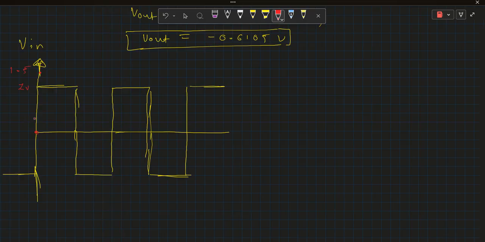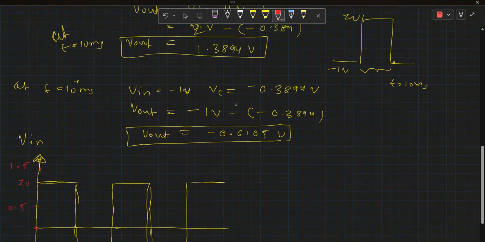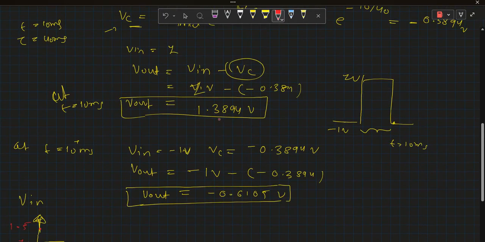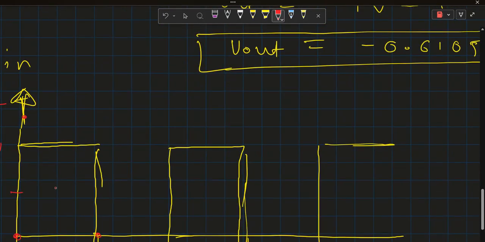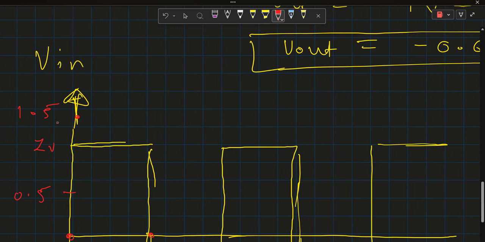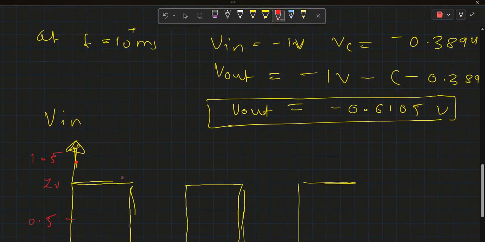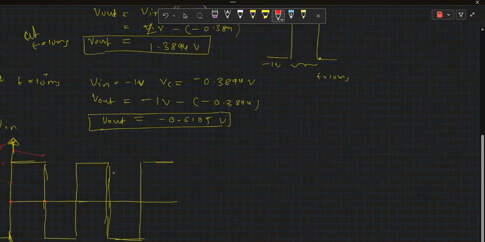Okay, because this is 0.5 volt, so I will mark this as 1.5 volt and 1.5 volt. Now at t equals 10 millisecond, this is 10 millisecond. At t equals 10 millisecond, V out is 1.3894 volt. And this is 1.5 volt. So 1.3894 is somewhere here. Okay, I am marking this.